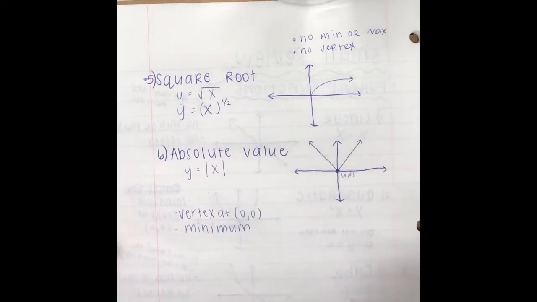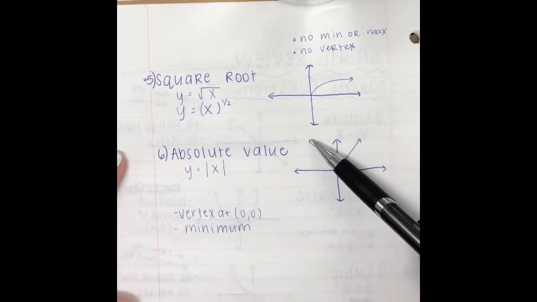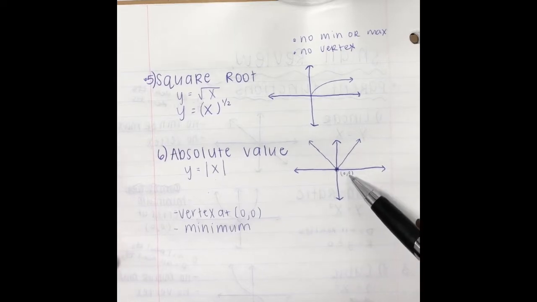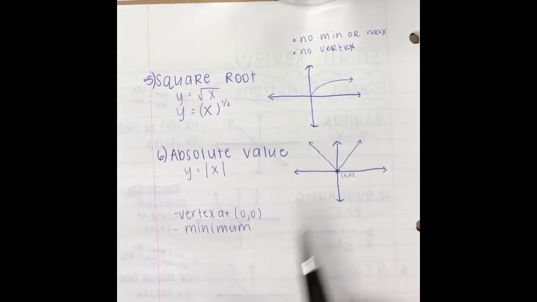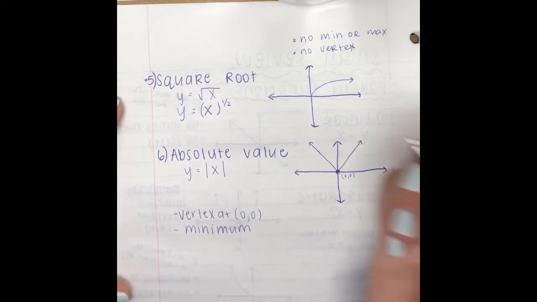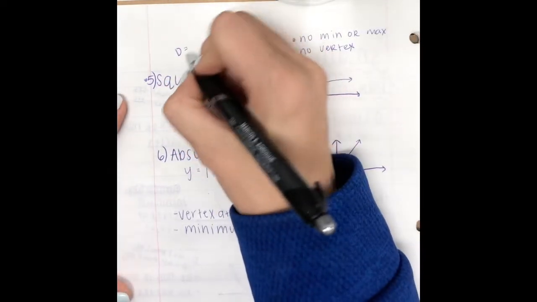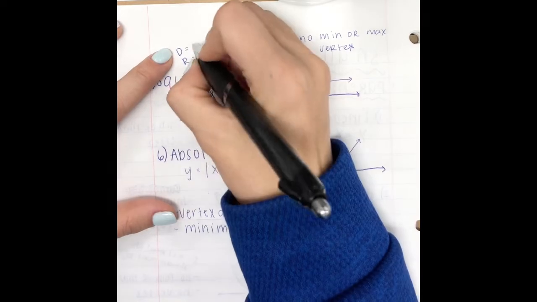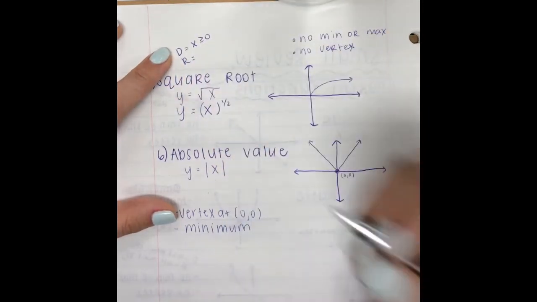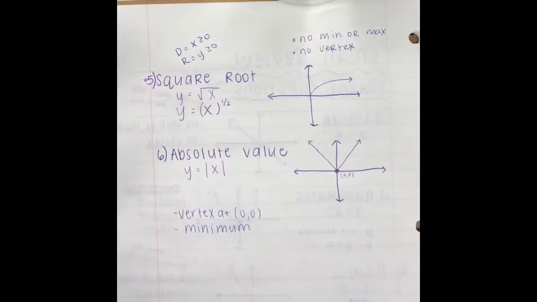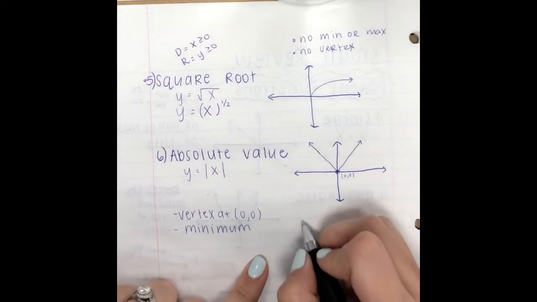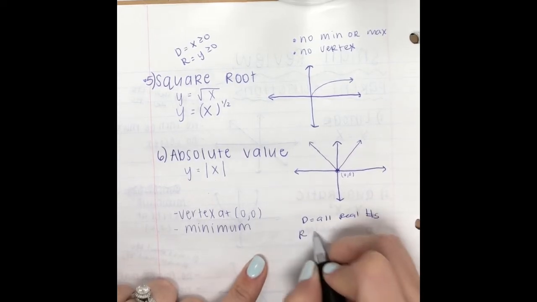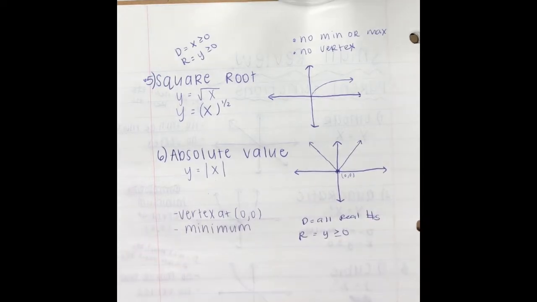And then we have our absolute value function, which is y equals the absolute value of x. It's that V shape, okay? It also has its vertex at 0, 0, and it's also a minimum. And then the domain and range for the square root function: the domain is the only parent function where the domain is any x value greater than or equal to 0. And then your range is also any y value greater than or equal to 0. For your absolute value function, domain is all real numbers. And then your range is any y value greater than or equal to 0.